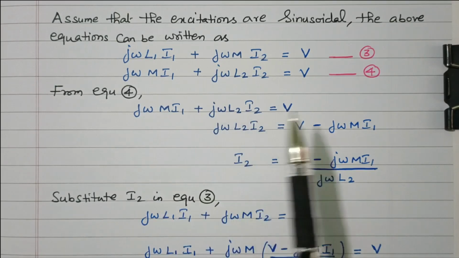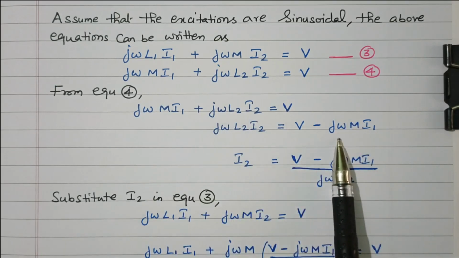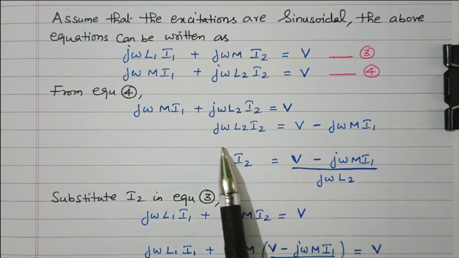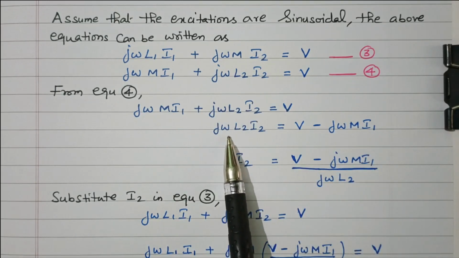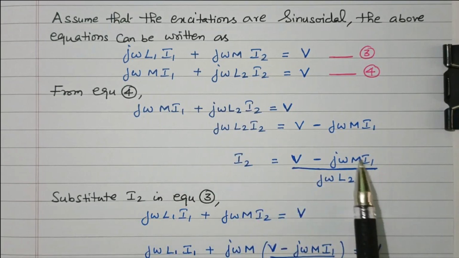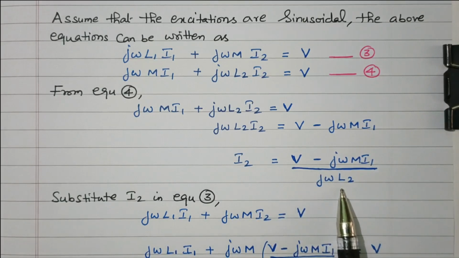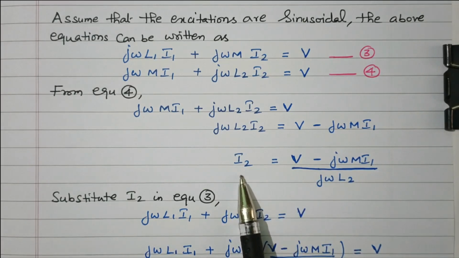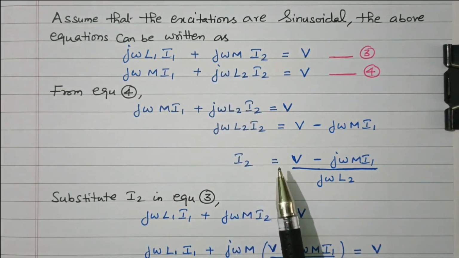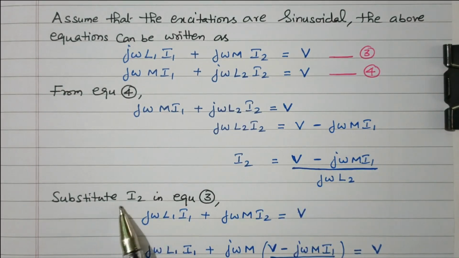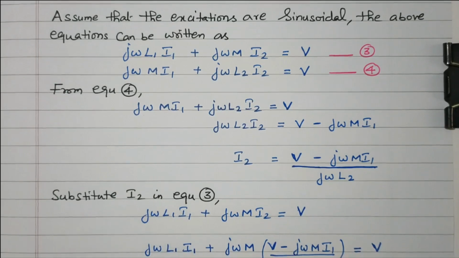Taking equation 4, j omega M I1 plus j omega L2 I2 equals V. Bring this term to the other side, so V minus j omega M I1. Bring j omega L2 to the denominator on the other side, so I2 equals V minus j omega M I1, divided by j omega L2. Now we have the expression for I2. Now we substitute this I2 expression in equation 3 so that we can find the value of I1.